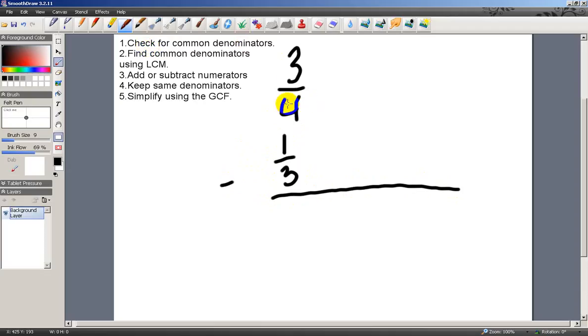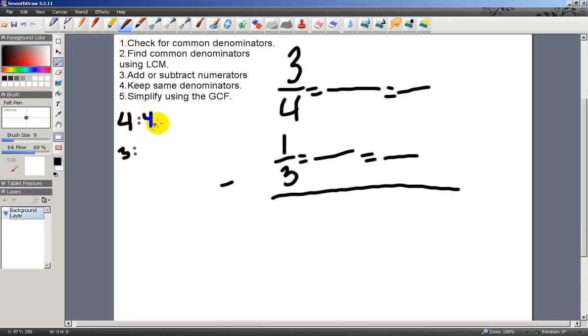Here I have 4 as a denominator and 3 as a denominator. Therefore, they are not the same, and I will need to find common denominators using the LCM. LCM stands for least common multiple. So I start with a list of the multiples of 4 and a list of the multiples of 3.